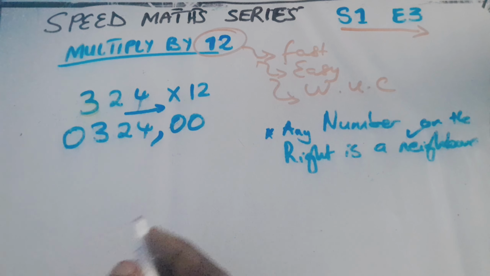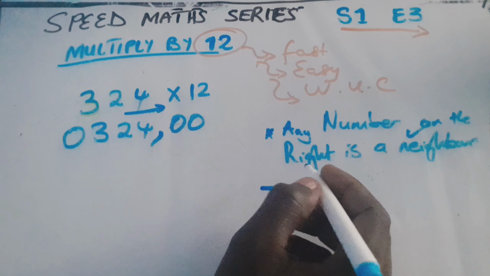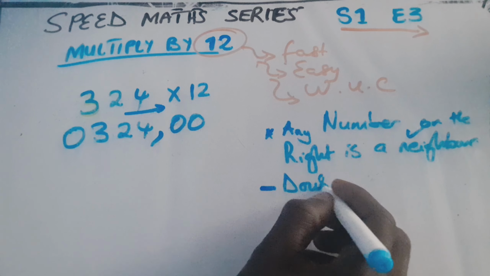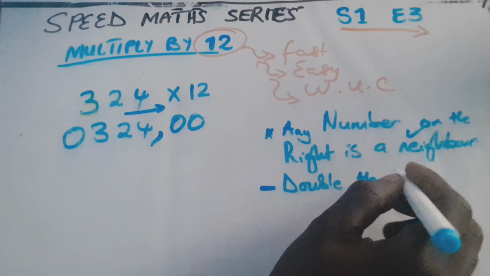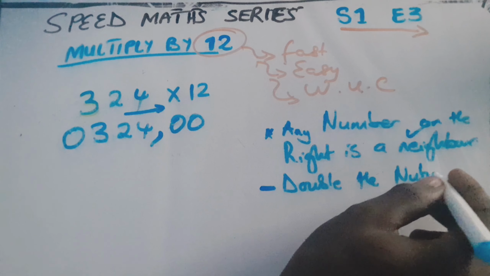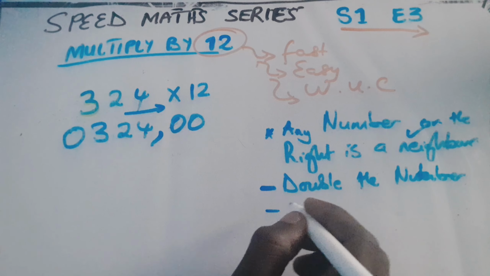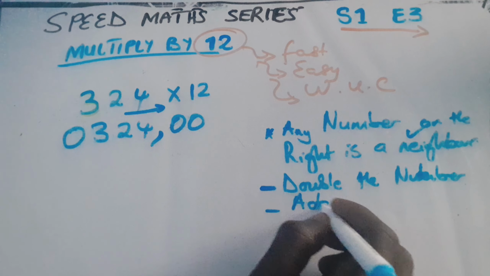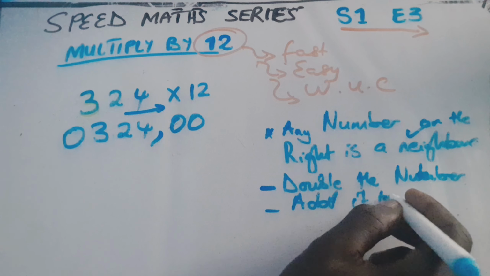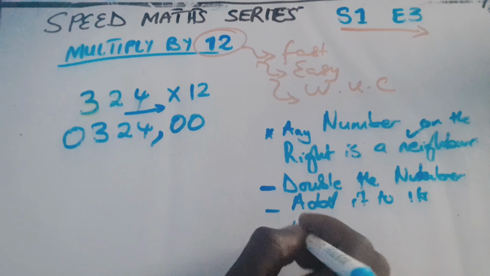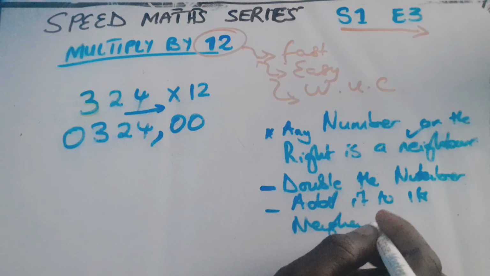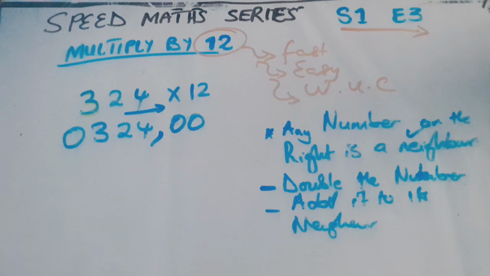So what you need to do is take a number and double it. After doubling the number, add it to its neighbor. So we are going to take a number, double it, and add it to its neighbor, right? So let's try to use that.